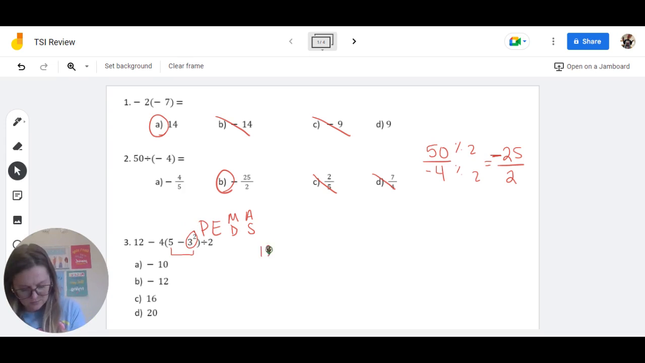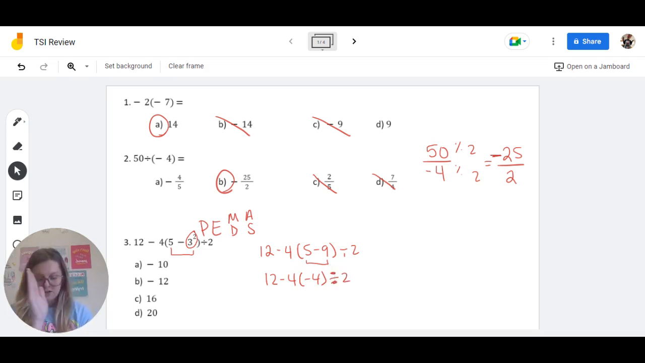So I'm going to rewrite 12 minus 4, parentheses 5 minus 9, divide by 2. I need to keep on the inside of my parentheses, so I'm going to do 5 minus 9 next to give me a -4. So copy down everything next. And now I'm going to go on to my exponents. I don't have any exponents, so now I'm going to multiply and divide from left to right.